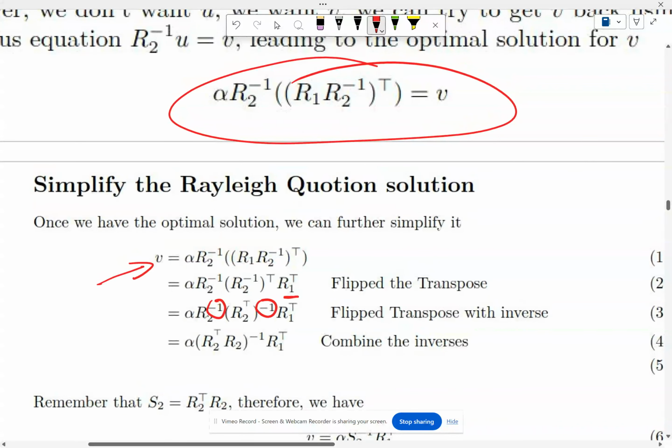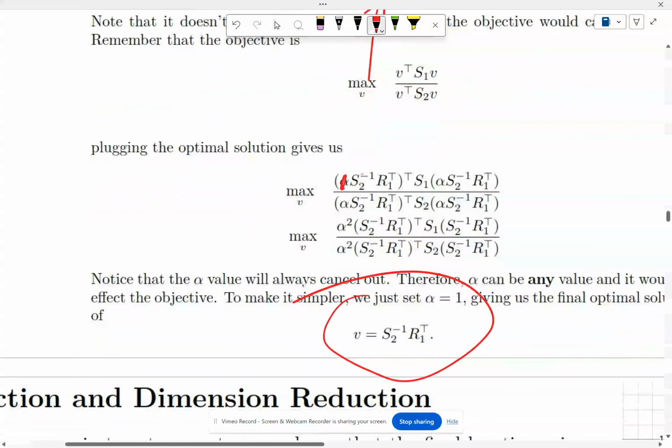Now, remember, you can get R1 from eigendecomposition, so you will need to know how to perform eigendecomposition. Now, alpha, we can actually just ignore it. It doesn't really matter, because you have V in the numerator and V in the denominator. So you're going to have alpha here, which will cancel each other out. Don't believe me? Try plugging it in. You will notice all the alpha will cancel each other out. So the optimal solution can just ignore the alpha value, and it becomes V S2 inverse R1 transpose.